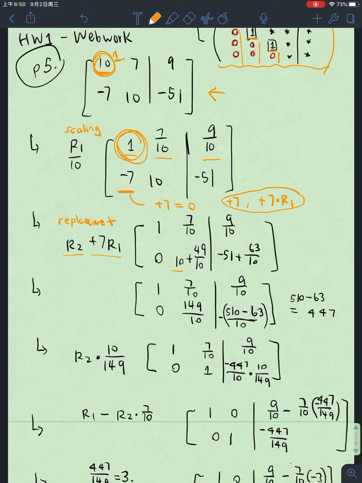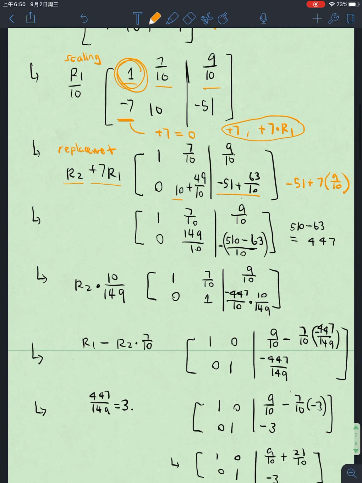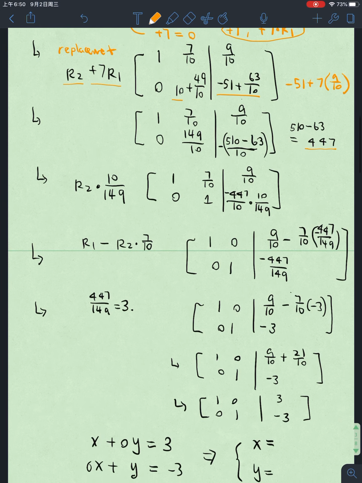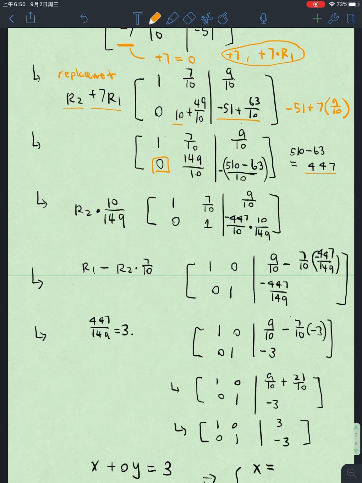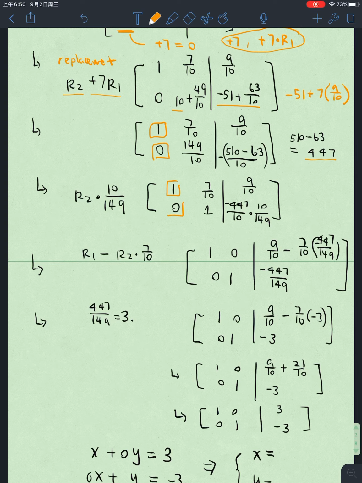So 7 times 7 over 10, which is 49 over 10. And the last one is the same: 51 plus 7 times 9 over 10. And I didn't calculate this here, I calculated it here. Yeah, and then we make this coefficient a 0. After that, we will make the leading coefficient in row 2 after the 0 a 1.